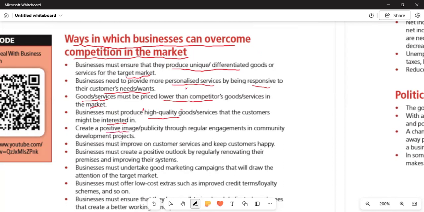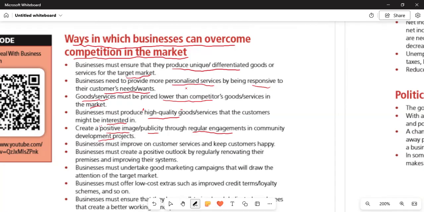Also create a positive image and publicity through regular engagement in community development. We are trying to say give back to the community. If you come up with projects that are going to help the community, that shows that you are creating a positive image, and that will give the business a good relationship with the community. They will always want to do business with your enterprise. They will always do repeat purchases. They will come again to buy from your enterprise or your organization.